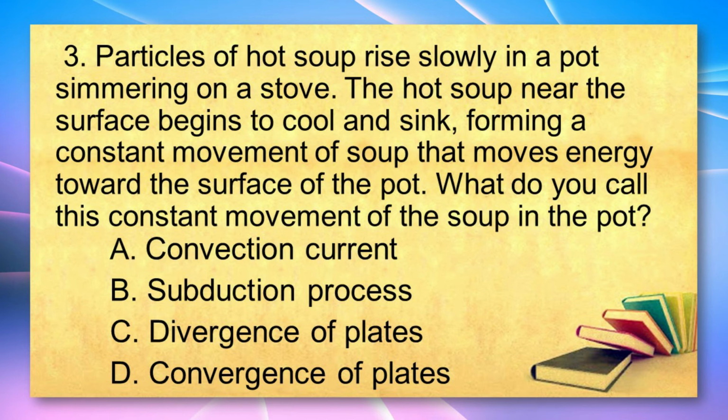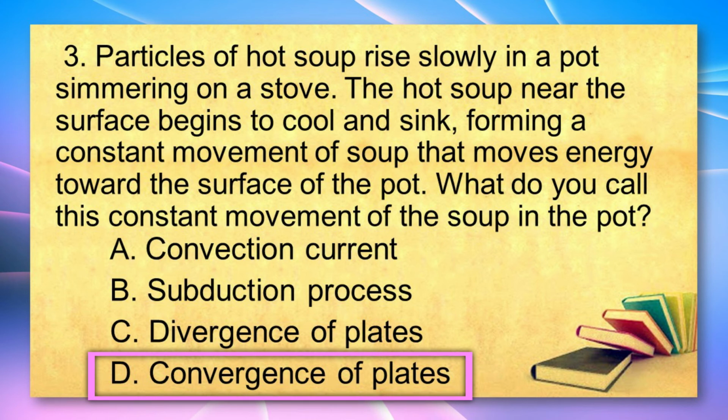3. Particles of hot soup rise slowly in a pot simmering on a stove. The hot soup near the surface begins to cool and sink, forming a constant movement of soup that moves energy toward the surface of the pot. What do you call this constant movement of the soup in the pot? A. Convection current. B. Subduction process. C. Divergence of plates.